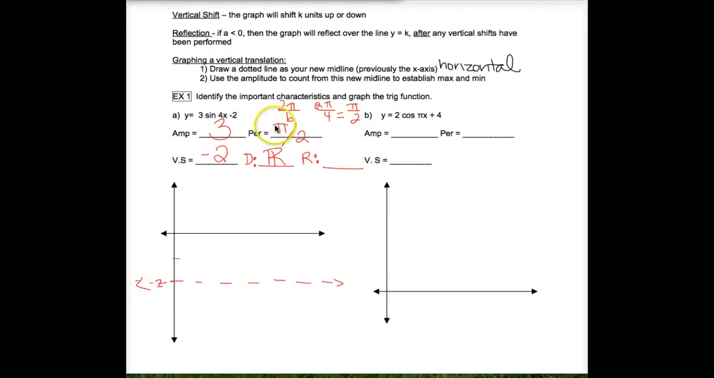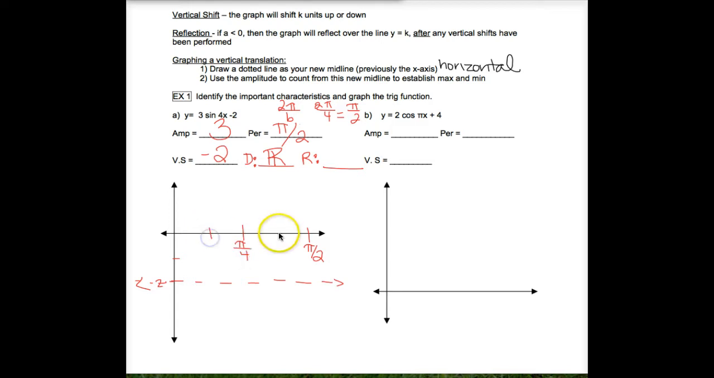Then my period is pi over 2. So that means with sine and cosine graphs, we draw the final mark as the period, and then we do halfway marks, which would be pi over 4.